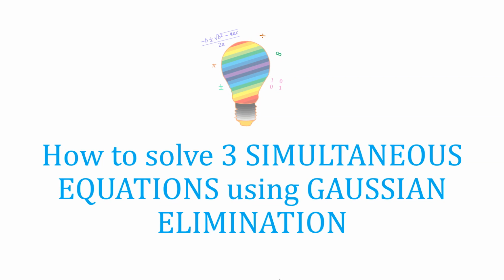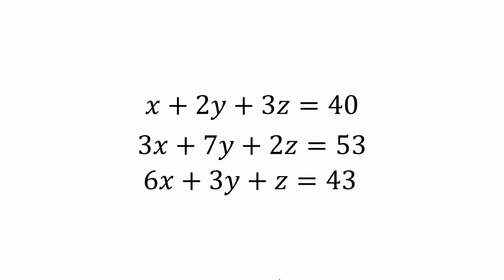Today's video is going to be how to solve three simultaneous equations using Gaussian elimination. So let's get straight in. The video is going to be based on the example you can see here on the screen. So we have the three equations that we're going to solve at the same time in order to find the three unknown variables x, y and z.